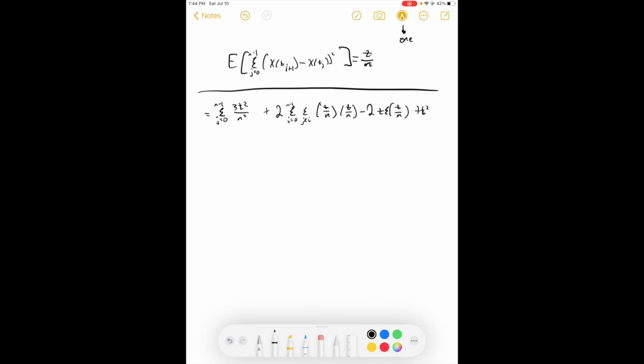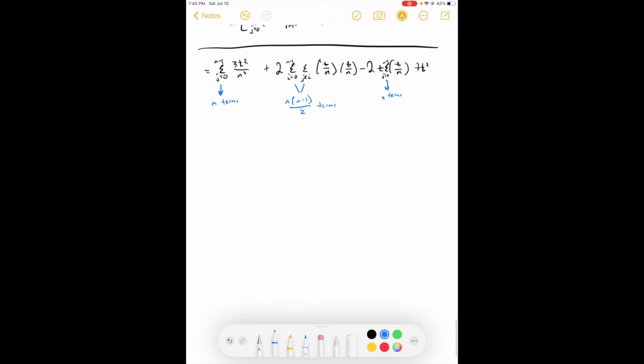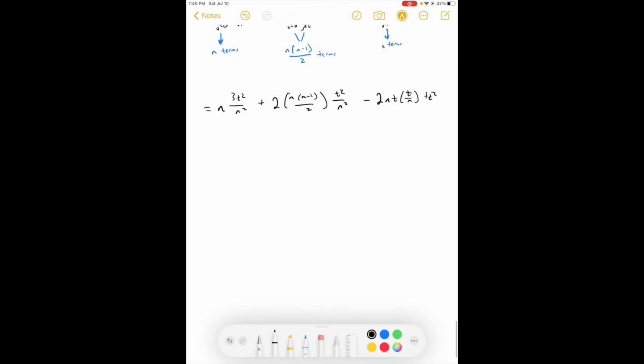I'm sorry, this is a sum. Sum from j equals 0 to n minus 1. Sorry about that. Now this sum has n terms. This sum has n terms. And these two actually have n times n minus 1 over 2 terms. And they're all constant. Nothing's changing inside there. So we're going to end up with n times 3t squared over n squared plus 2 times n times n minus 1 over 2 times t squared over n squared minus 2nt times t over n plus t squared.